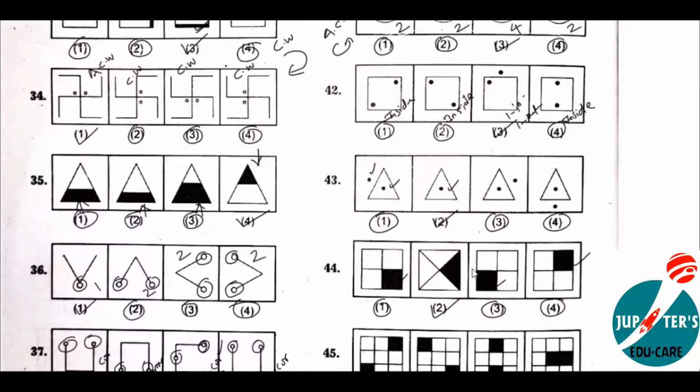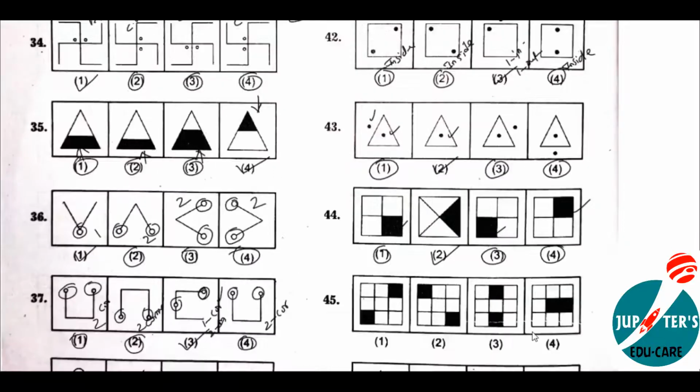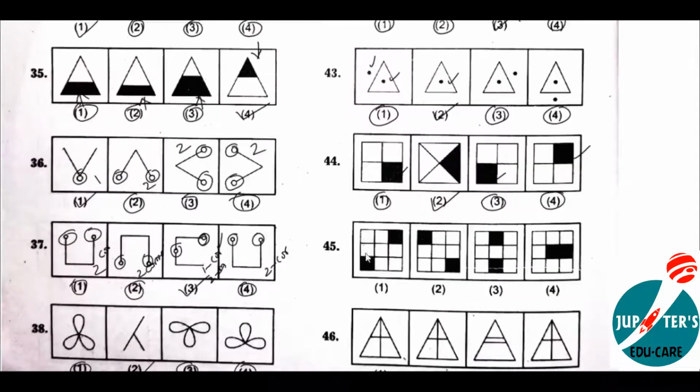Next, question number 45. In the first option, we have two shaded parts that are diagonally opposite to each other. In the second option also, two shaded parts are diagonally opposite to each other. And in the third option, two shaded parts are opposite to each other. But in option 4, the two shaded parts are beside each other.